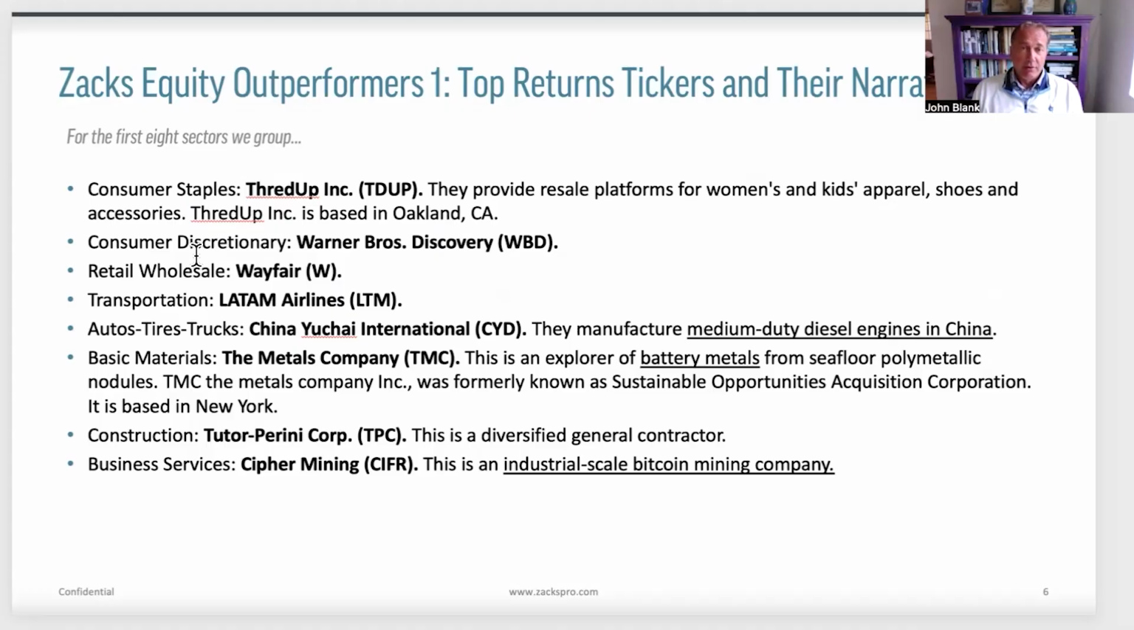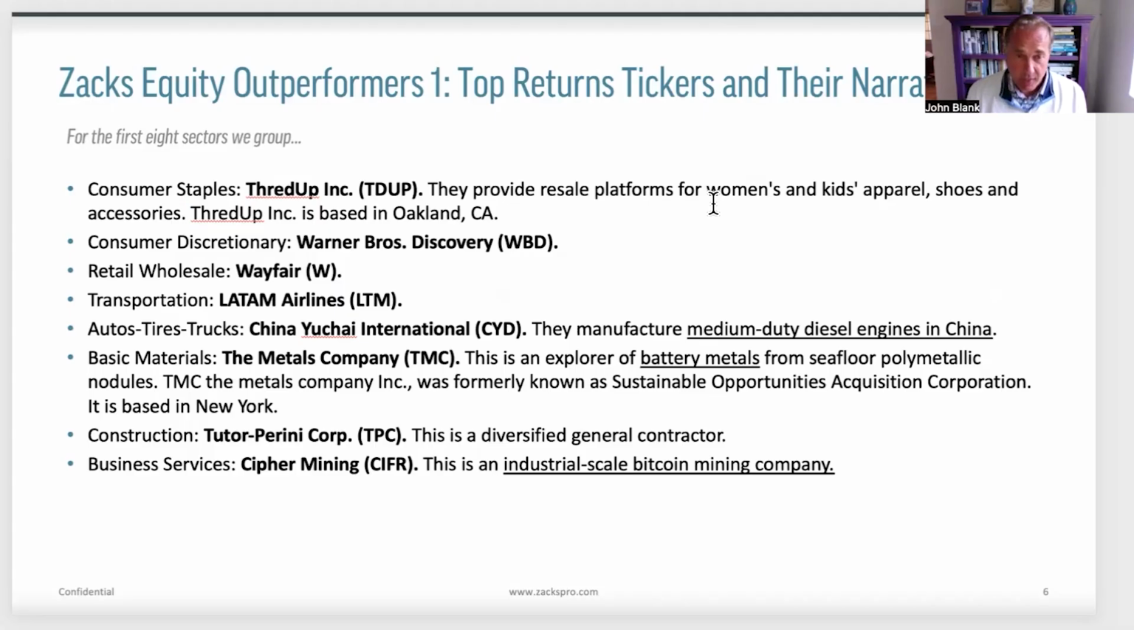ThredUp, consumer discretionary. The big name last year was Warner Brothers Discovery. Of course, Warner Brothers got sold to Netflix at the end of last year. We'll see if Paramount gets their act together and turns in a better bid. But at this point in time, we assume Netflix will buy Warner Brothers Discovery. That was a stock-specific game that turned out incredibly well for investors. Okay, Wayfair, ticker W. This is a retail wholesale name that did extremely well.